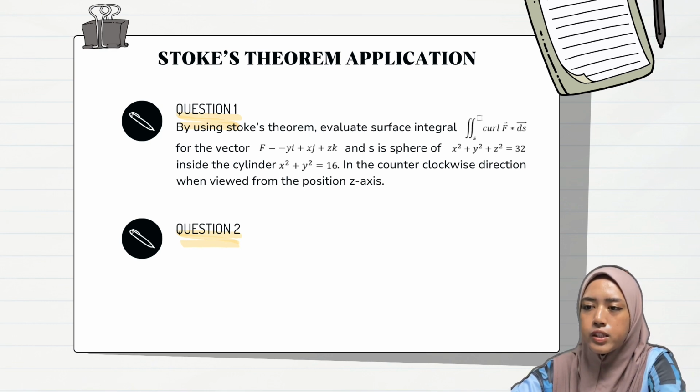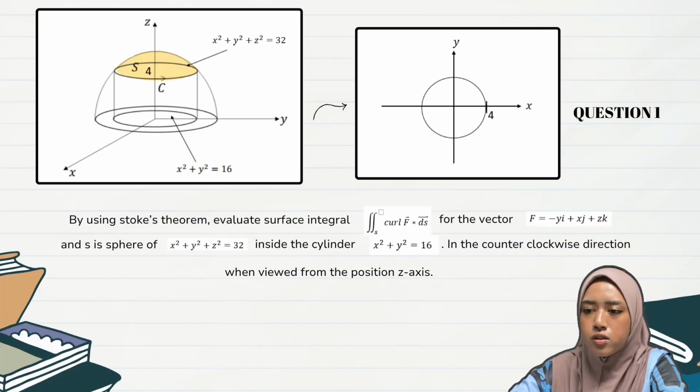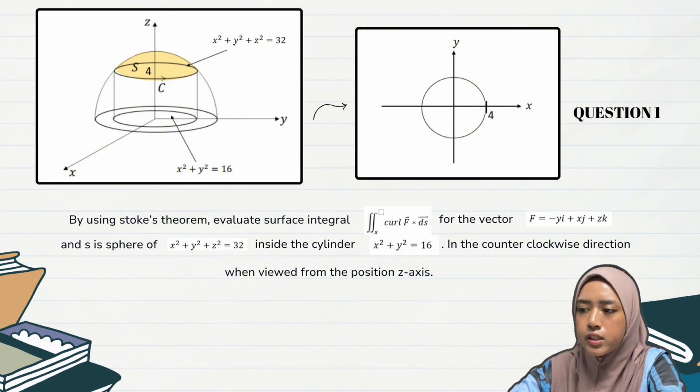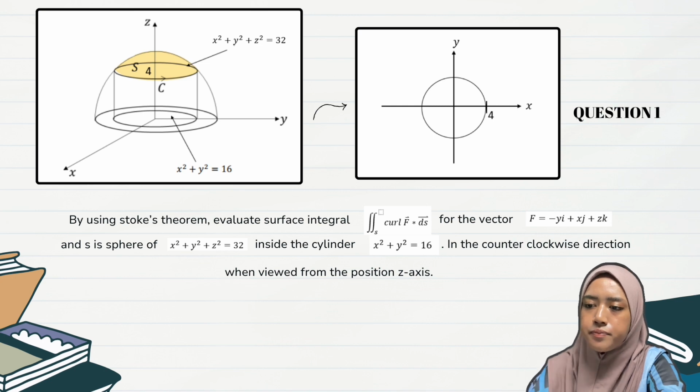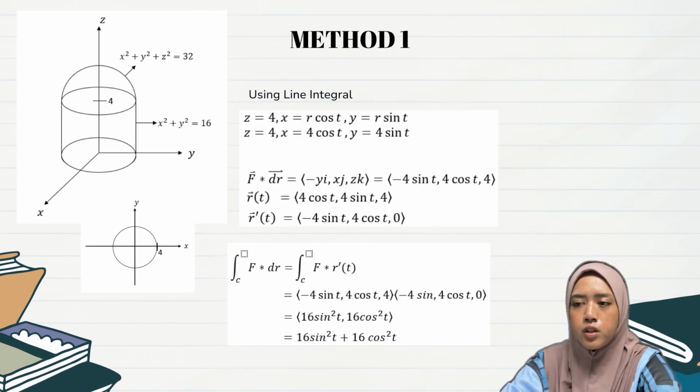We have two questions about Stokes' theorem application. Question number 1 is, by using Stokes' theorem, evaluate the surface integral, double integral curl F dot dS, for the vector F equal to negative y i plus x j plus z k, and S is the sphere x squared plus y squared plus z squared equal to 13.2, inside the cylinder x squared plus y squared equal to 16, in the counterclockwise direction when viewed from the positive z-axis.